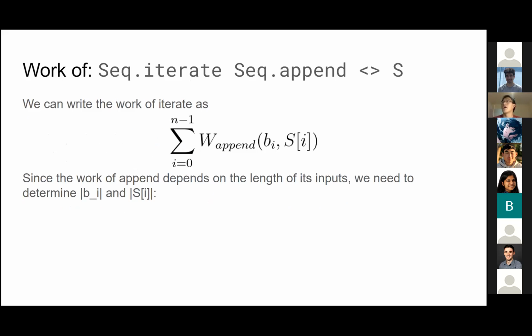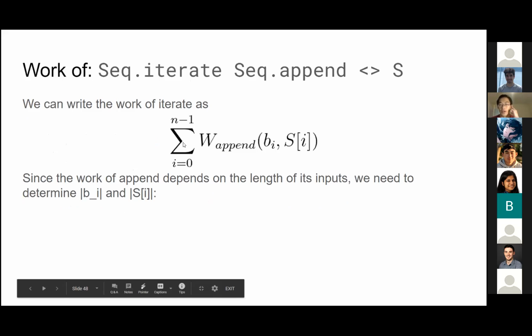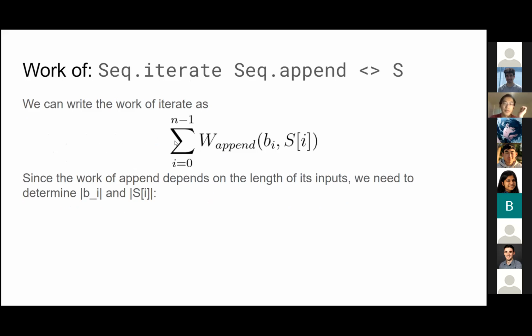Let me also pull up the chat so I can see that. Okay. All right. So let's start off with the work of iterate. With iterate, we can write the work as just the sum of whatever the work of the function is for each iteration, so at iteration 0 all the way to n minus 1. The function that we're using here is append. And the work of append is applied to b sub i and the ith element in our sequence. Since the work of append depends on the lengths of these two inputs, we need to determine these two lengths.